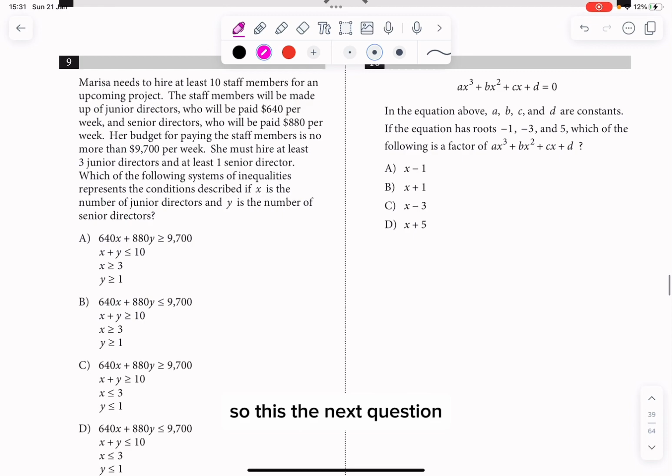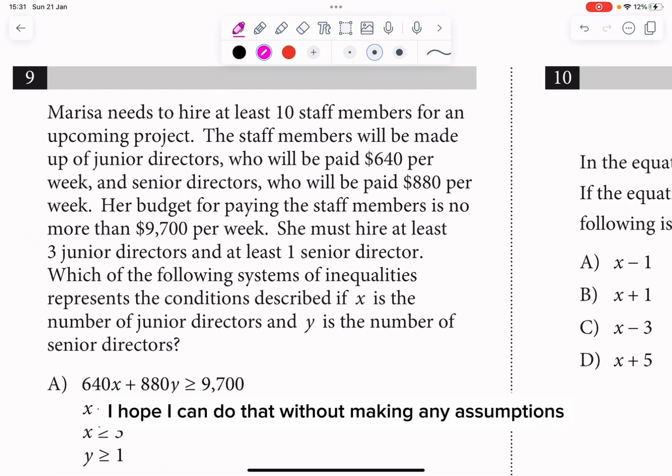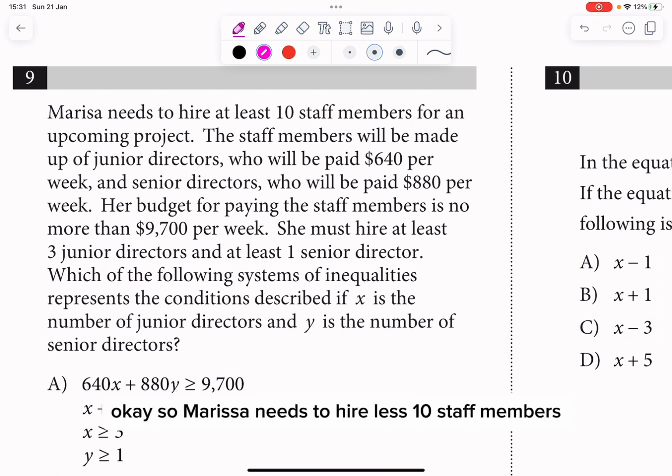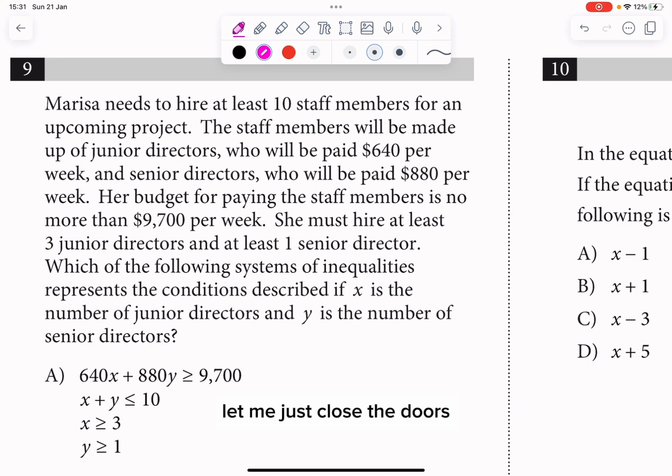Anyway, let's go to the next question. Okay, I hope I can do this one without making any assumptions, because I do not really want to do that anymore. It's so guilty. Okay, so Marisa needs to hire at least 10 staff members. Let me just close the doors. There's some weird noise.